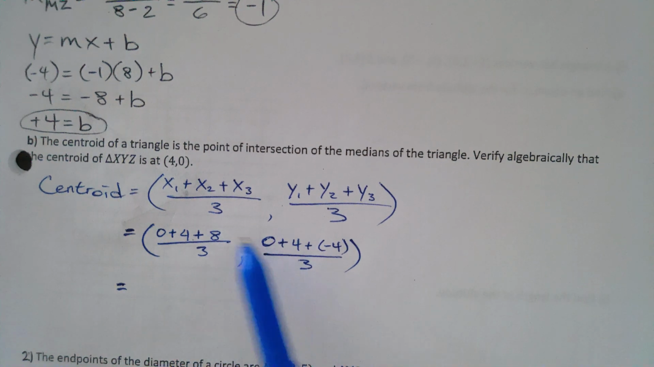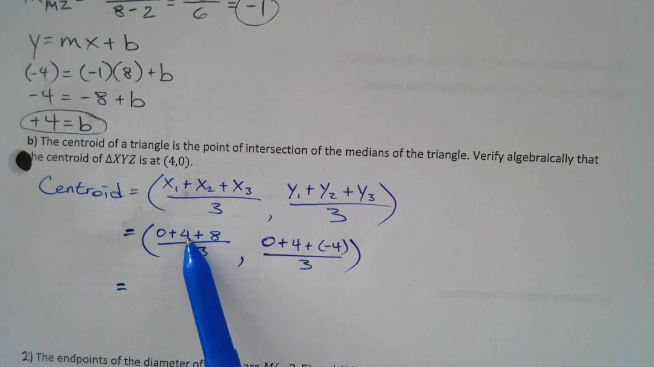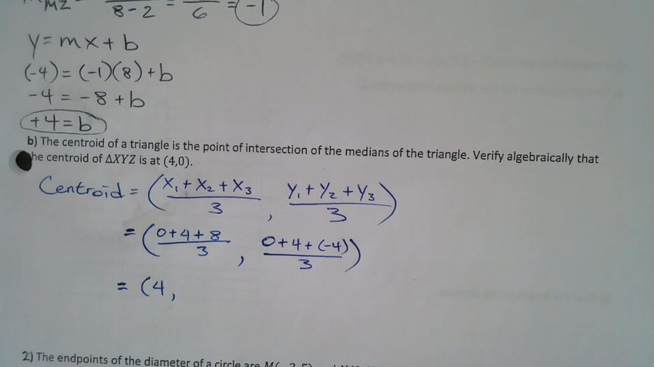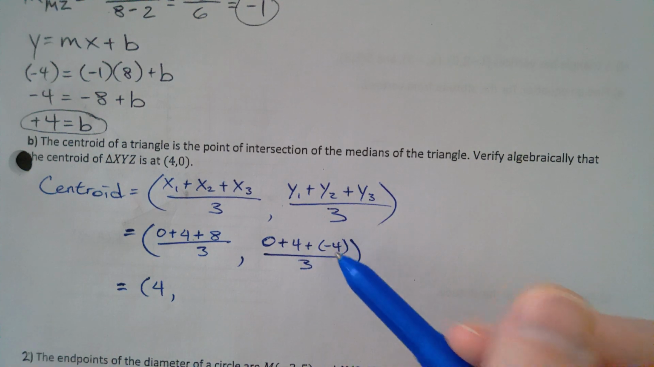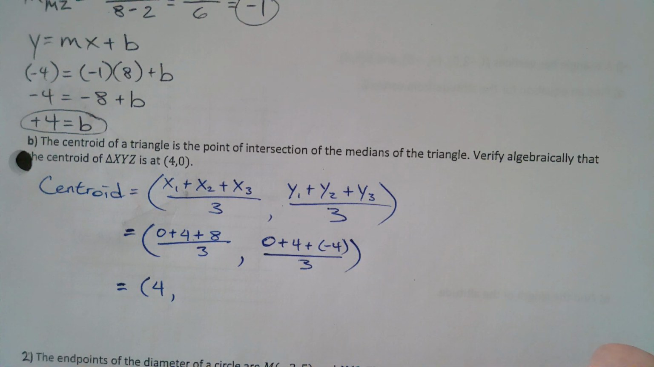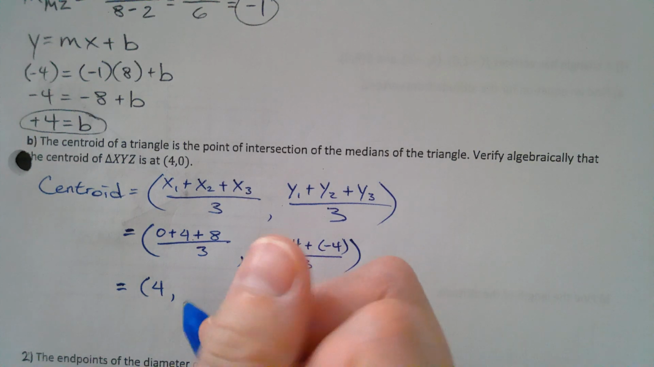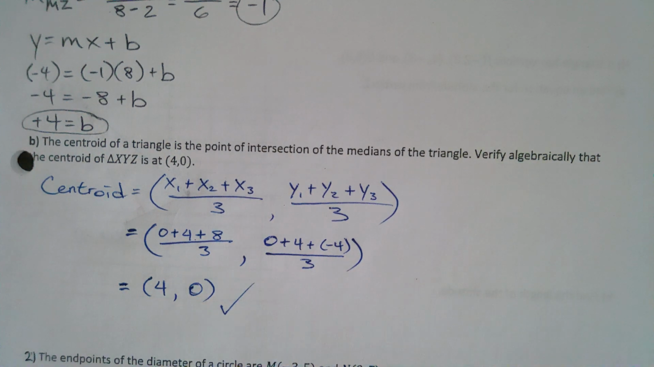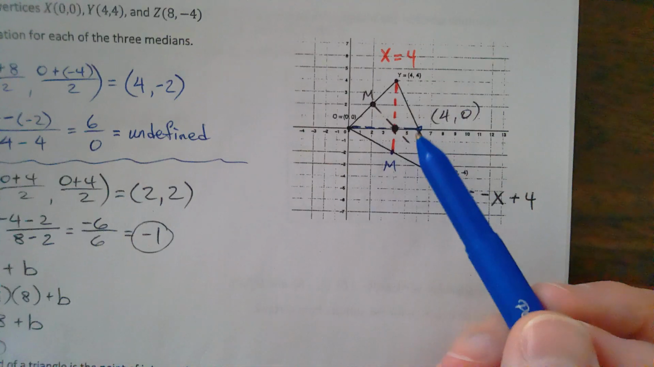Okay. So when you add it up, Leandro, what is 4 plus 8? 12 divided by 3? Yeah. Okay. Gavin, what is 4 plus -4? 0. 0 divided by 3? Yeah. There you go. So is the centroid really at 4, 0? Yeah. Okay. We just solved it mathematically and graphically.